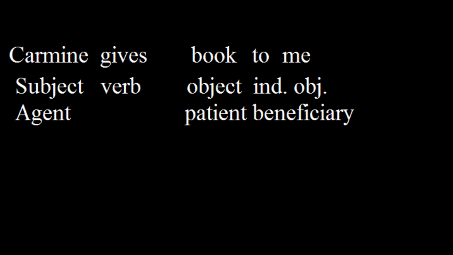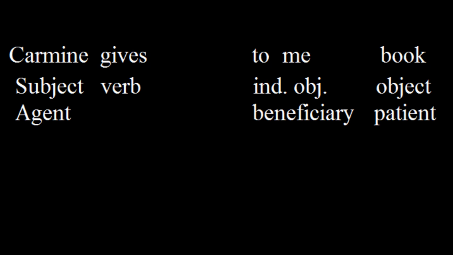And let's then move some things around. Carmine gives to me a book. Let's actually make that Carmine gives me a book, or just gives me book. A very simple way to look at it. Very simple analysis. Carmine is the subject and the agent, and you see here myself being the beneficiary, and the book is the object, also the patient. And, well, I'm very happy to be the beneficiary.